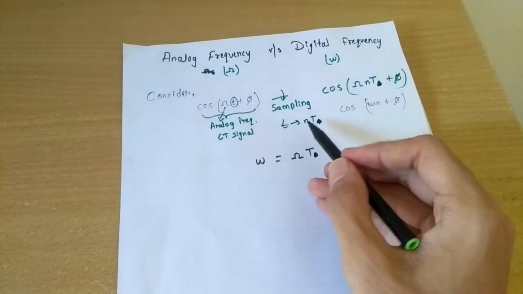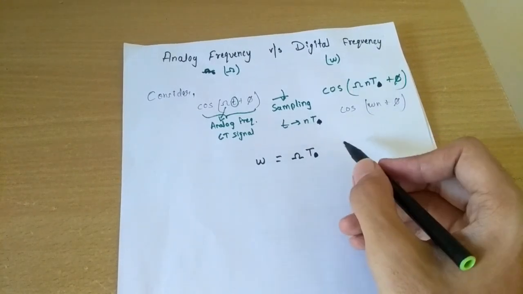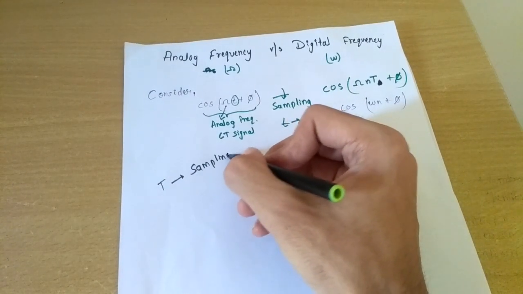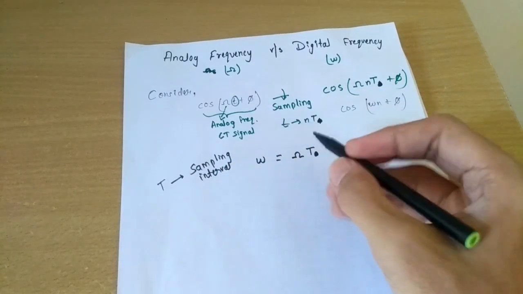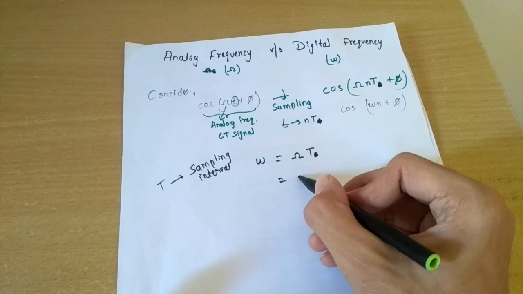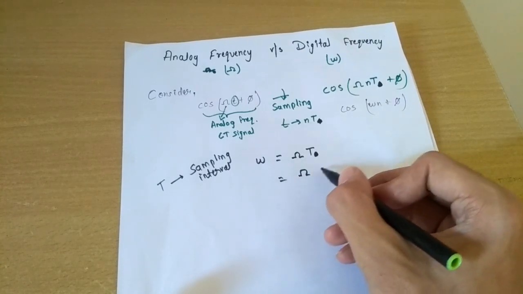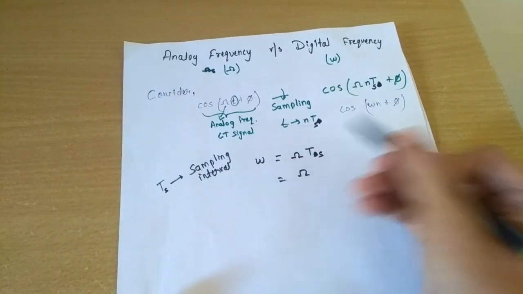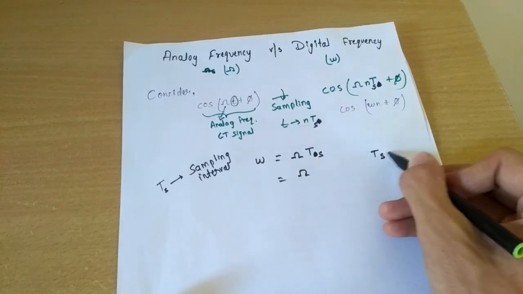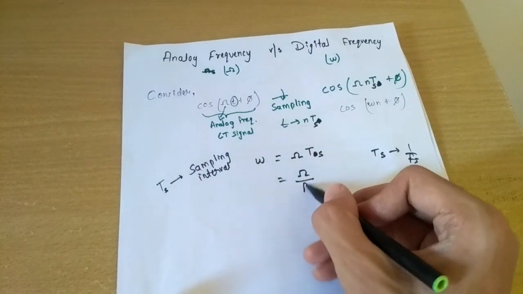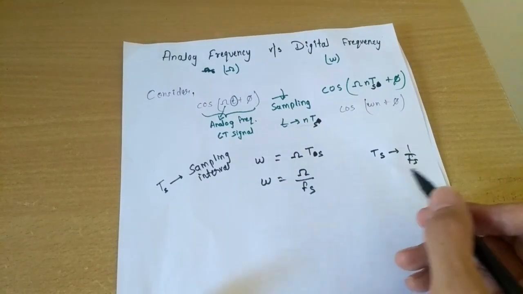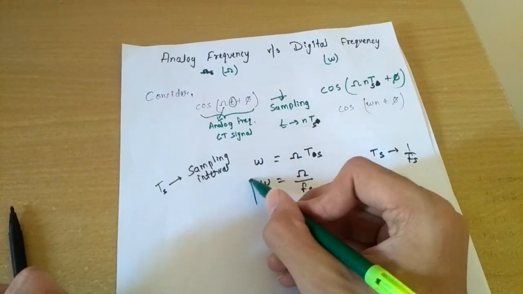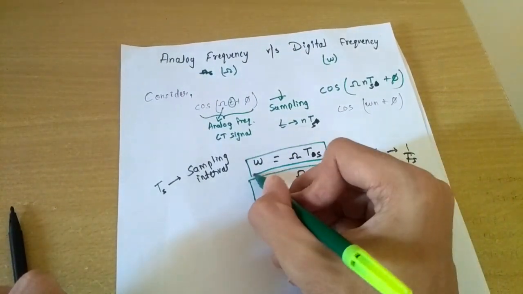Now what is this T? Obviously this T is nothing but our sampling interval. So I am writing this T as our sampling interval, Ts. So this is ω equals Ω Ts. As we all know, Ts is 1 by fs, so we can write this as ω equals Ω by fs, correct? So this is our relation.